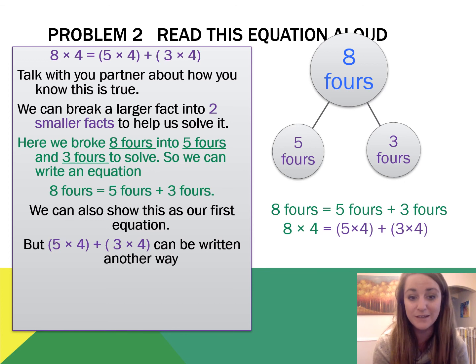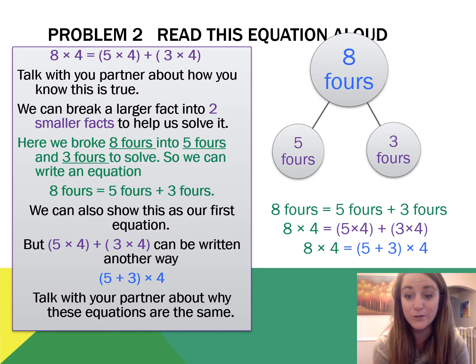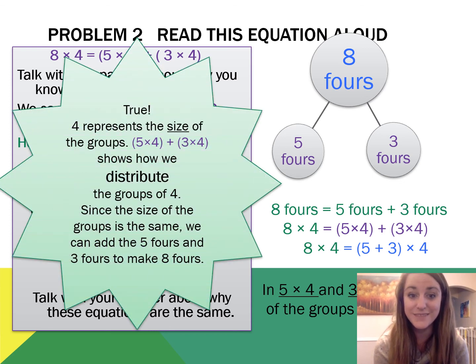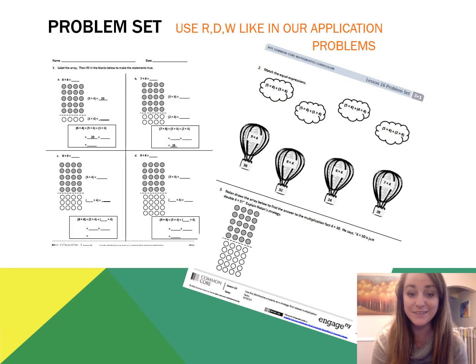But 5 times 4 plus 3 times 4 can be written in either way. You could also group the two rows together, or the groups, 5 plus 3 times 4. These equations would be the same. In 5 times 4 and 3 times 4, is the size of the groups the same? They are. 4 represents the size of the groups. 5 times 4 plus 3 times 4 shows how we distribute the groups of 4. Since the size of the groups is the same, we can add the 5 fours and 3 fours to make 8 fours.